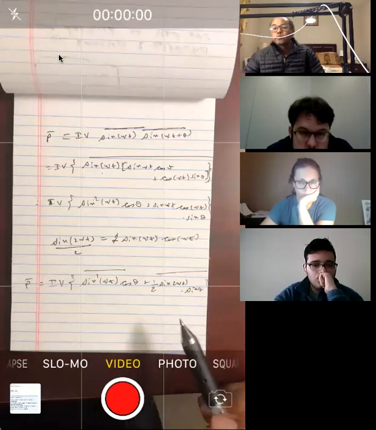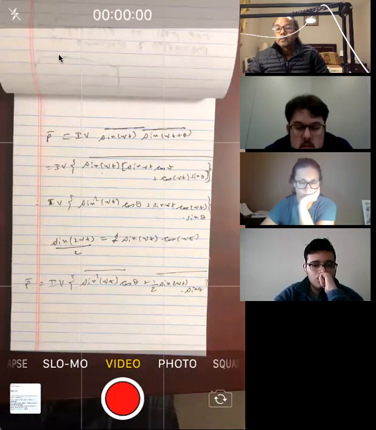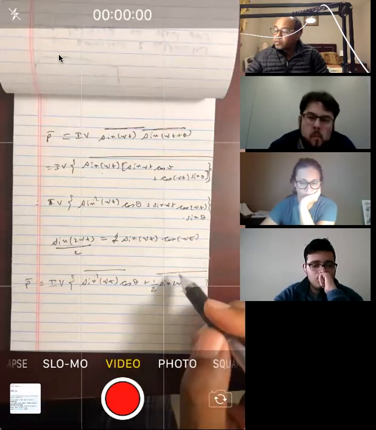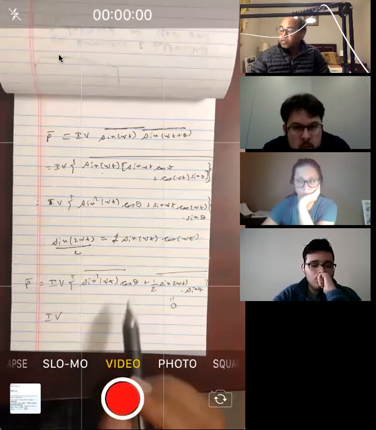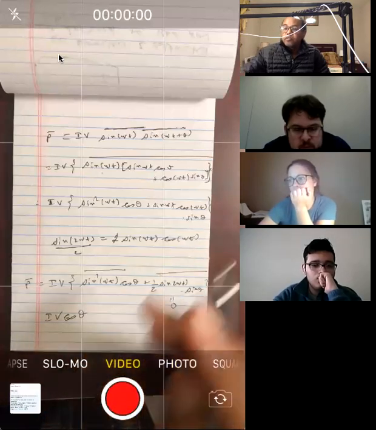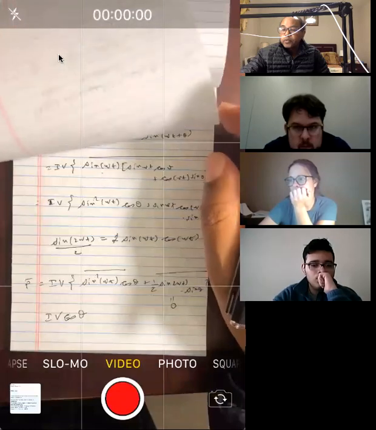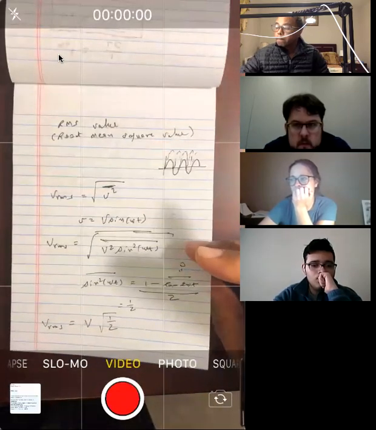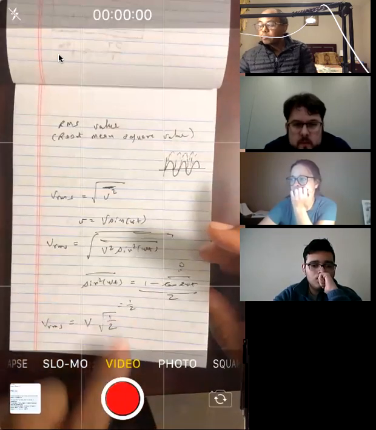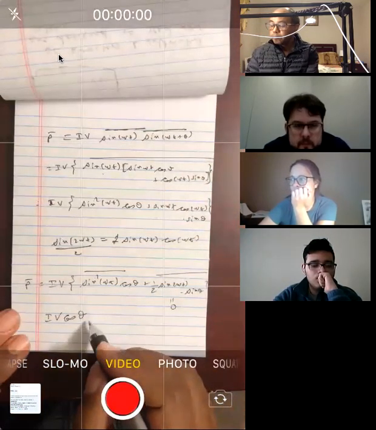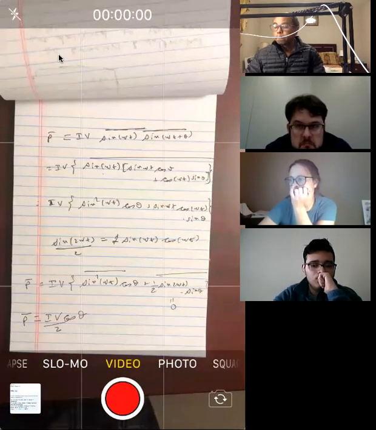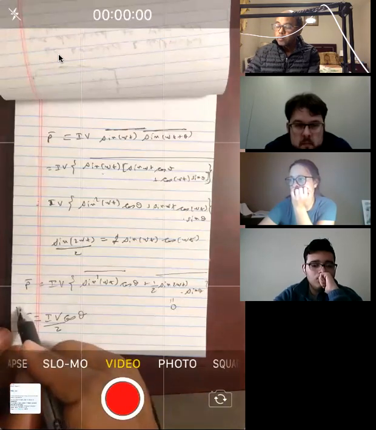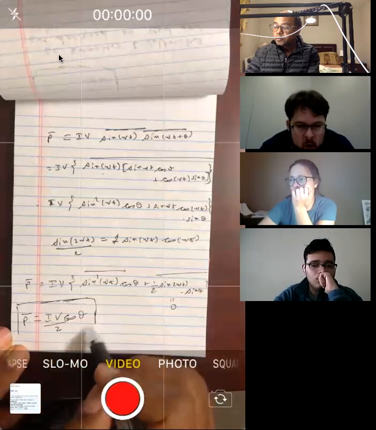Now, what is the average of sine of 2 omega t? It's a sine function, so its average is 0. So this goes to 0. You have IV, and the cosine of theta is a constant, a phase shift. How about the average of sine squared? We just did it over here. The average of sine squared is 1/2. So the formula for the average power is IV cosine of theta divided by 2.